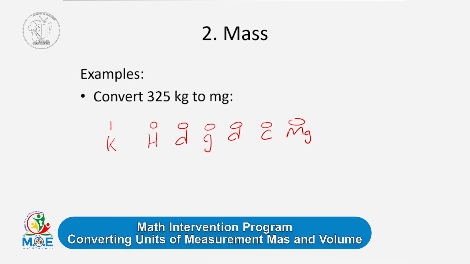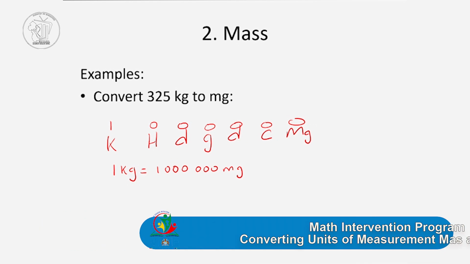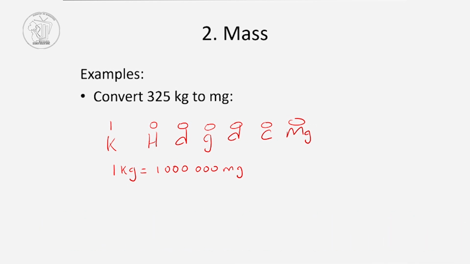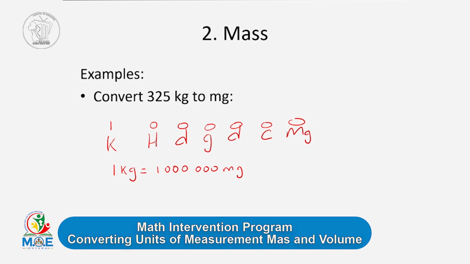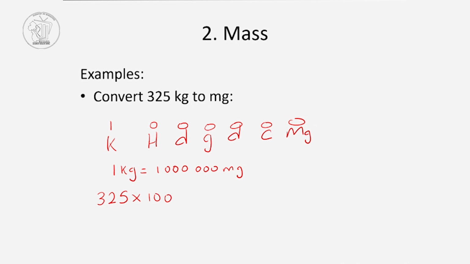So we can say 1 kg is equal to 1, 2, 3, 4, 5, 6 zeros. So that would be 1 million mg. So to convert 325 kg, we multiply that by a million to give us a very large number. So this would be 325 multiplied by 1 million.